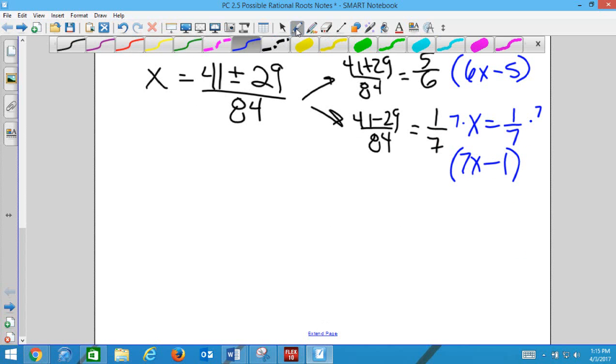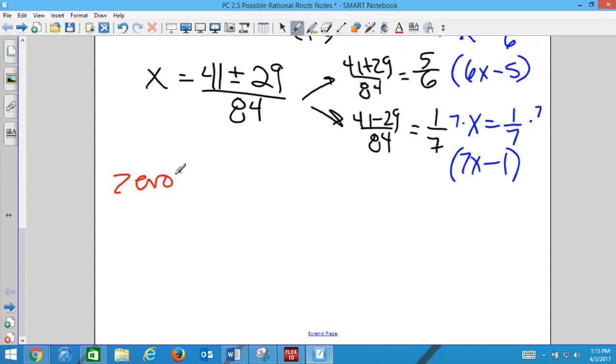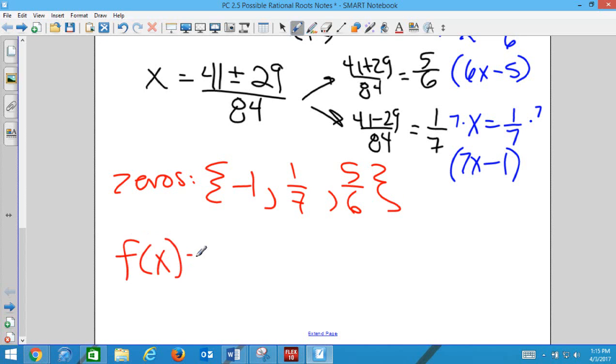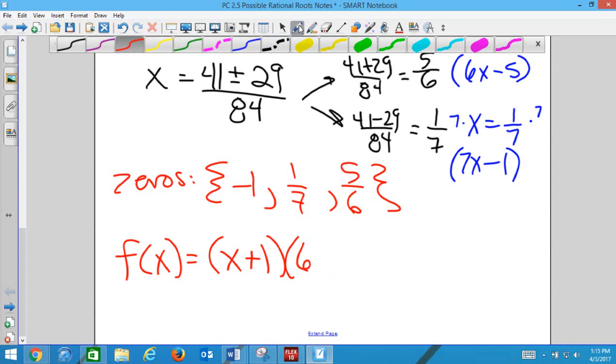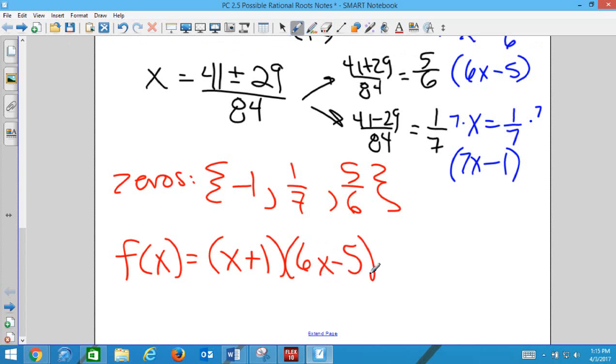So we have our zeros. Negative 1, positive 1 over 7, and positive 5 over 6. In our factored form, f of x equals x plus 1, 6x minus 5, and 7x minus 1.